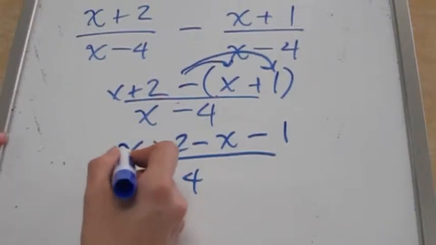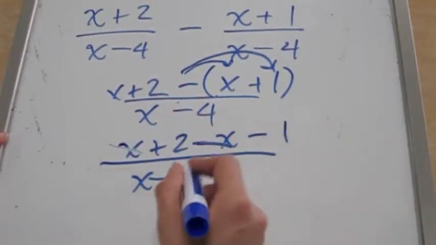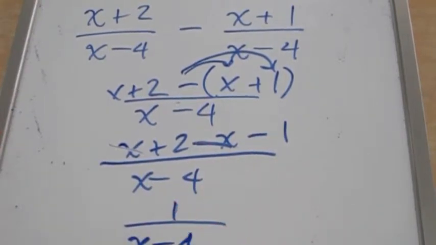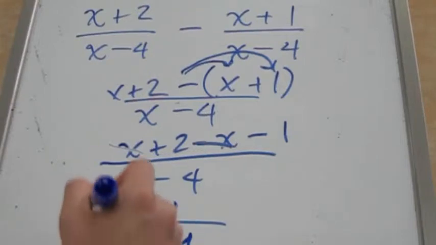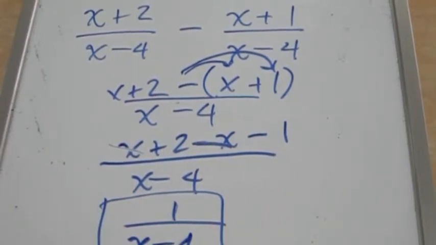Now I can combine like terms. I have an x and a negative x, so that gives me 0. I have 2 minus 1, which gives me 1. So my answer will be 1 over x minus 4. It can't be reduced. Nothing else can be factored. It's simplified.